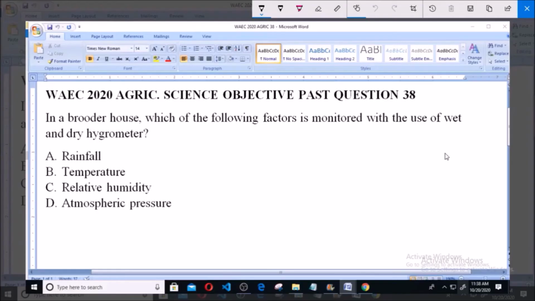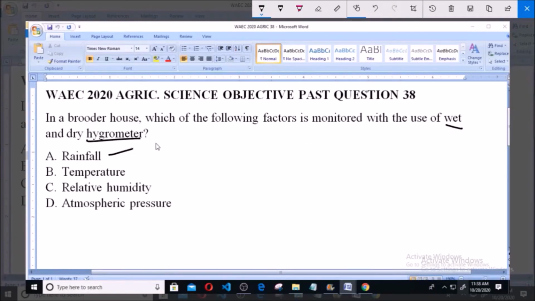In a brooder house, which of the following factors is monitored with the use of a wet and dry hygrometer? A. Rainfall, B. Temperature, C. Relative humidity, D. Atmospheric pressure. So we're asked what you monitor with the use of wet and dry hygrometers.